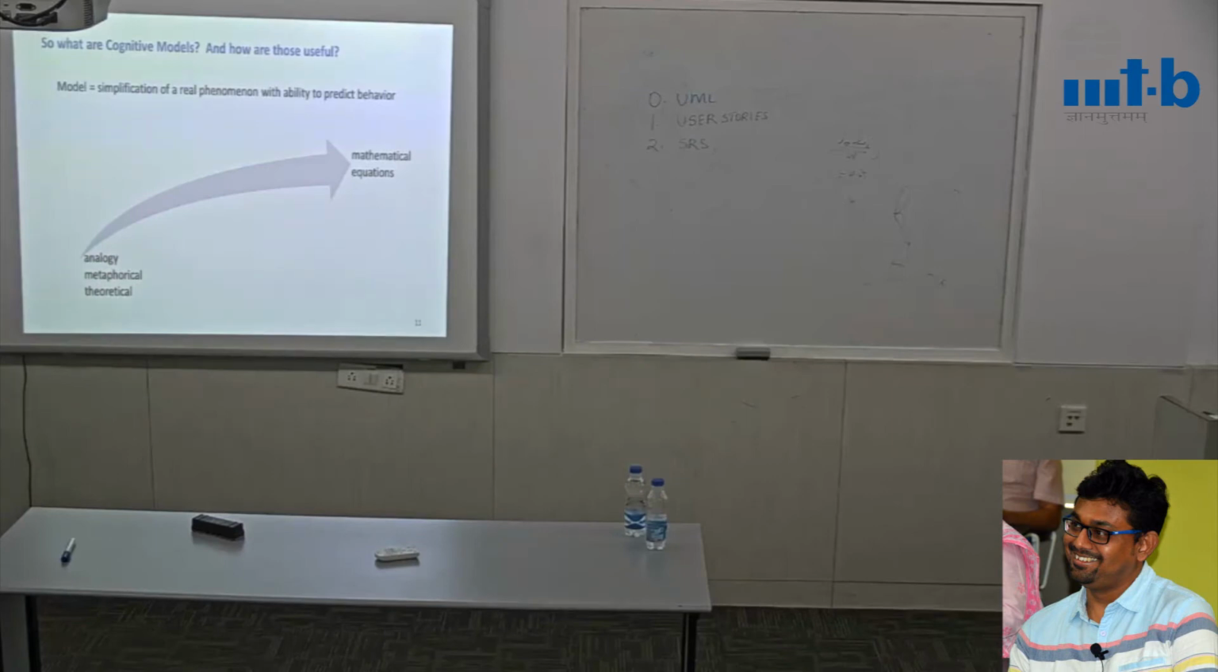But what are cognitive models, by the way? And how are these really useful? You can consider any model for that matter to be basically a simplification of some complex phenomena, which you can describe either in the form of a theoretical description, an analogy, or a theoretical approach, or it could be mathematical equations. So you can consider models to be basically a continuum. On one side you have theoretical models, and on the other side there are very specific predefined mathematical models.